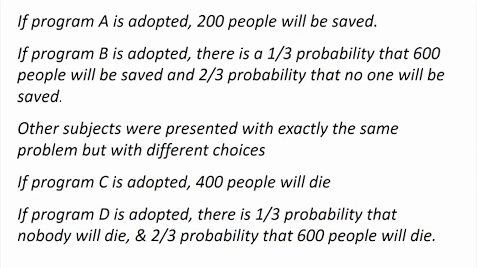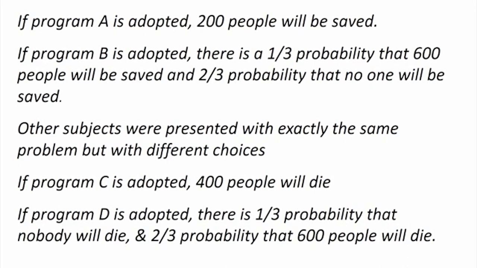What do you expect to happen? What actually happens is that when things are presented in the gain frame, most people select option A, which is that 200 people will be saved, rather than selecting program B, which says there is a 1/3 probability that 600 people will be saved and a 2/3 probability that no one will be saved. But look at the C and D options.